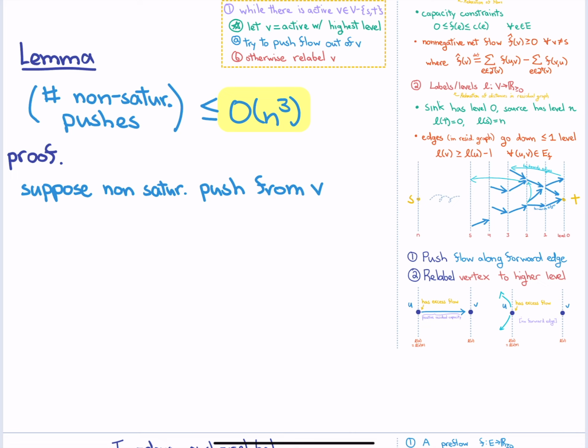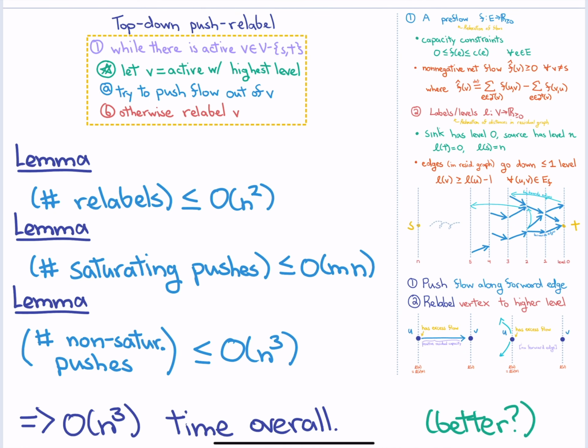In order for this thing to get water again, another active vertex has to move above it so that it can push water back down. So in order for this vertex to get any flow back, some other vertex has to get relabeled at least once. And what's the total number of relabels? N squared, I think someone said. So there are only n squared relabels, so you can only have n cubed non-saturating pushes when you're always picking the top vertex. Nice and simple.